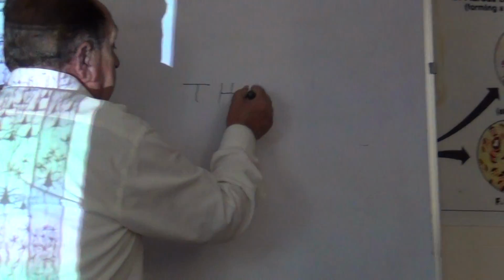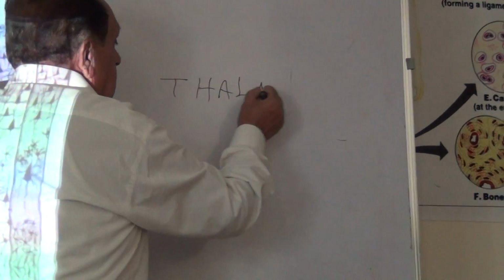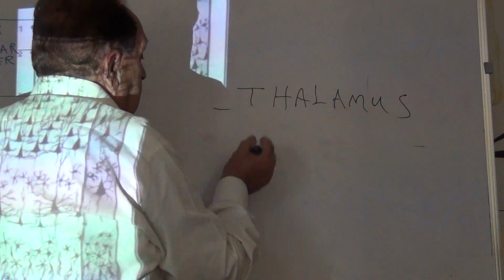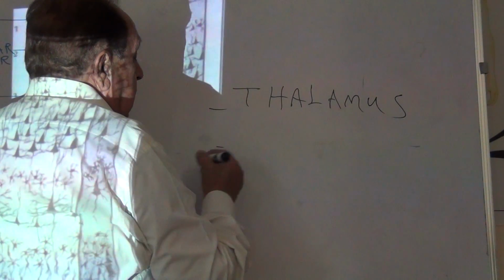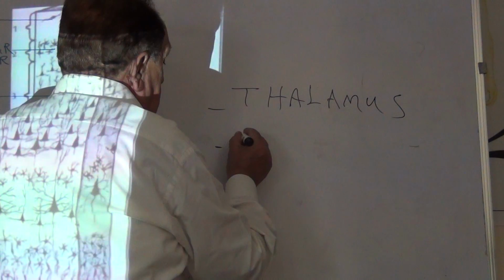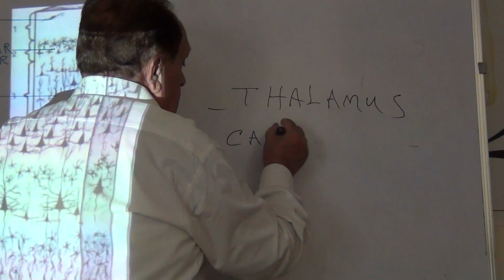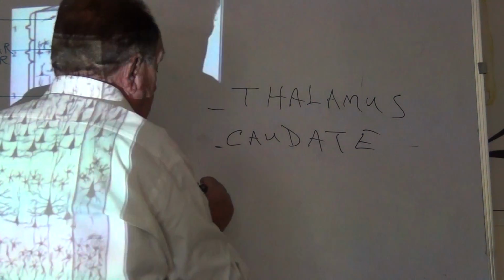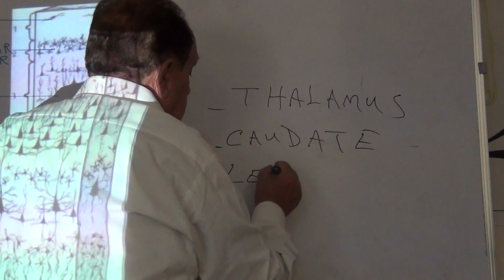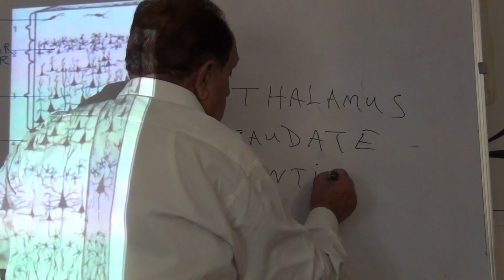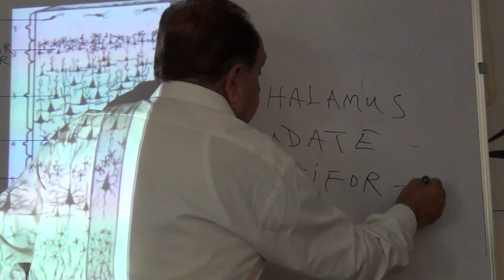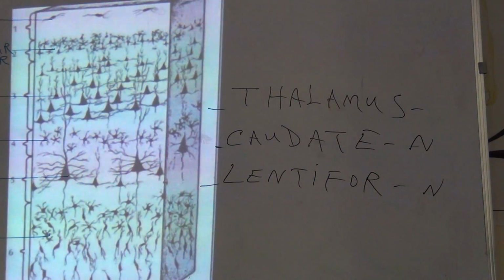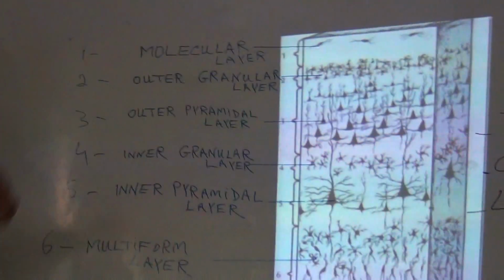Nuclei in the white matter of the cerebral hemisphere: the thalamus, the caudate nucleus and lentiform nucleus. These are the three nuclei present in the white matter of the cerebrum.